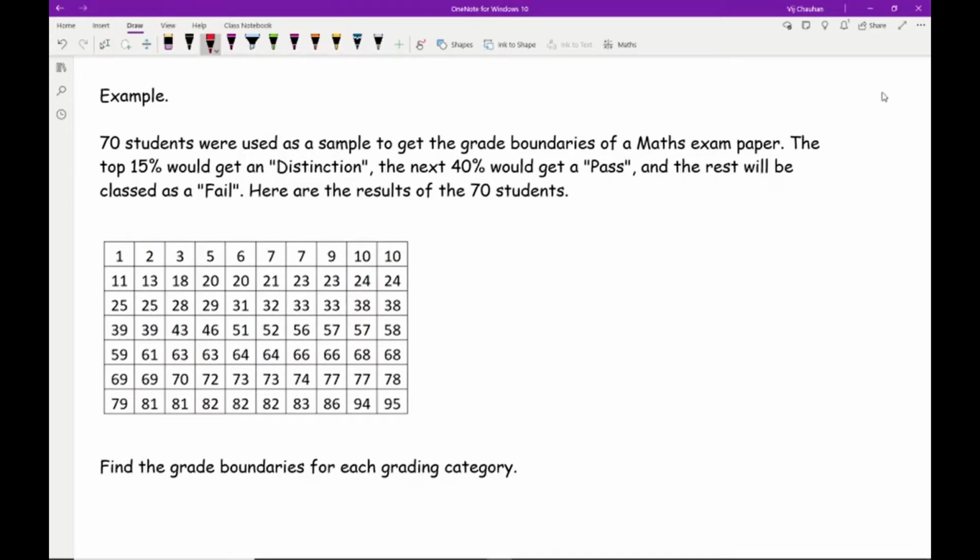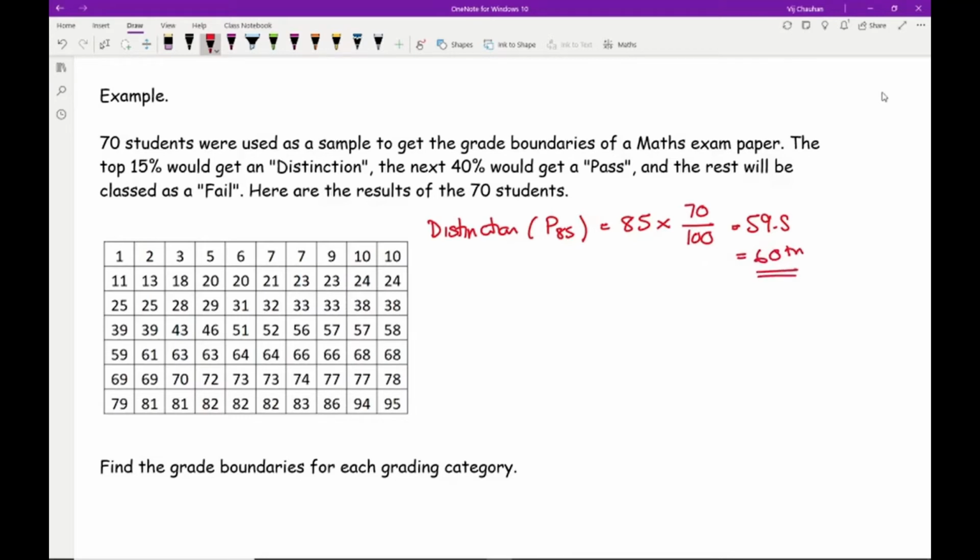So the first thing we want to do is work out the top 15%. So for a distinction, we're looking at where P is going to be 85. So here I've got my 70 students. So if I do 85 times 70 over 100, I'm just going to quickly type that into my calculator, and I get an answer of 59.5. And what I'm going to do is round that up to the 60th. Because it's a decimal, it's rounded up to 60.